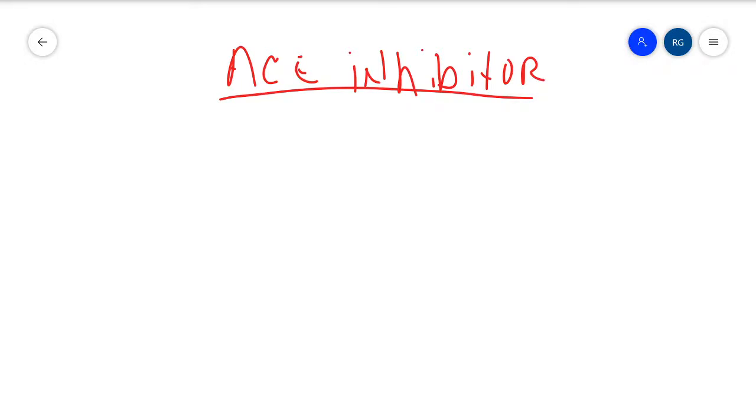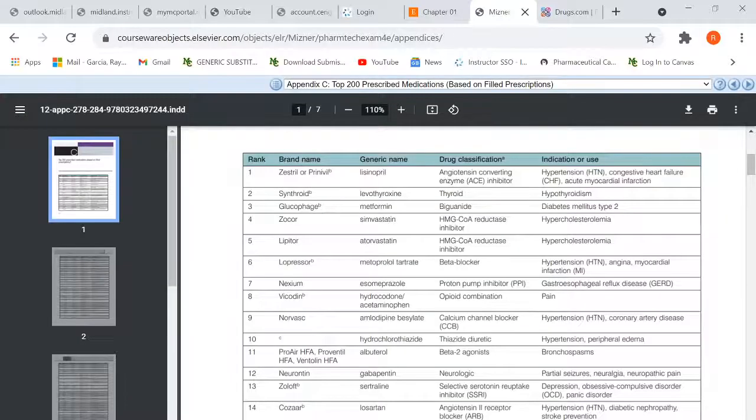All right. And first one, I'm just going to be going over the generic names and just familiarize yourself with the brand name. So we got lisinopril. It's an ACE inhibitor. Again, look at the endings to some of these because it'll help you out. So we got lisinopril, ends in PRIL, and again, it is for hypertension, congestive heart failure, acute myocardial infarction.